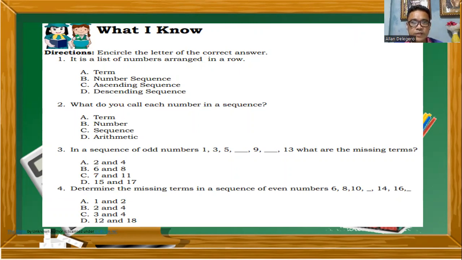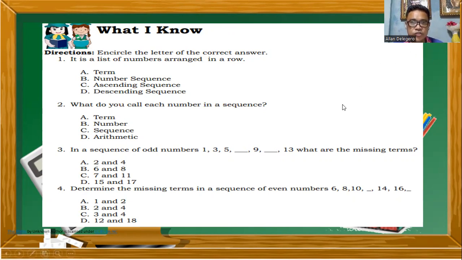4. Determine the missing terms in a sequence of even numbers 6, 8, 10, blank, 14, 16, blank. A, 1 and 2. B, 2 and 4. C, 3 and 4. D, 12 and 18.